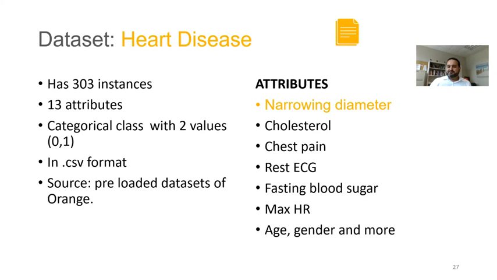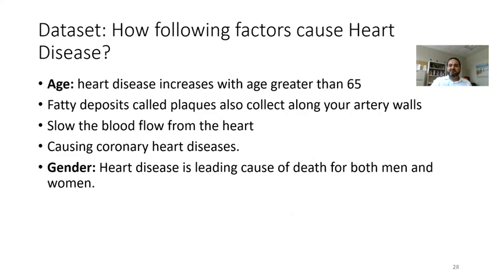Because if the artery is actually narrowing as a diameter, that means you have heart disease, right? If it is not narrowing, then you don't have heart disease. So that's why we called it heart disease, right? So we have several variables here. I will not explain all of them. Some of them are self-explanatory.